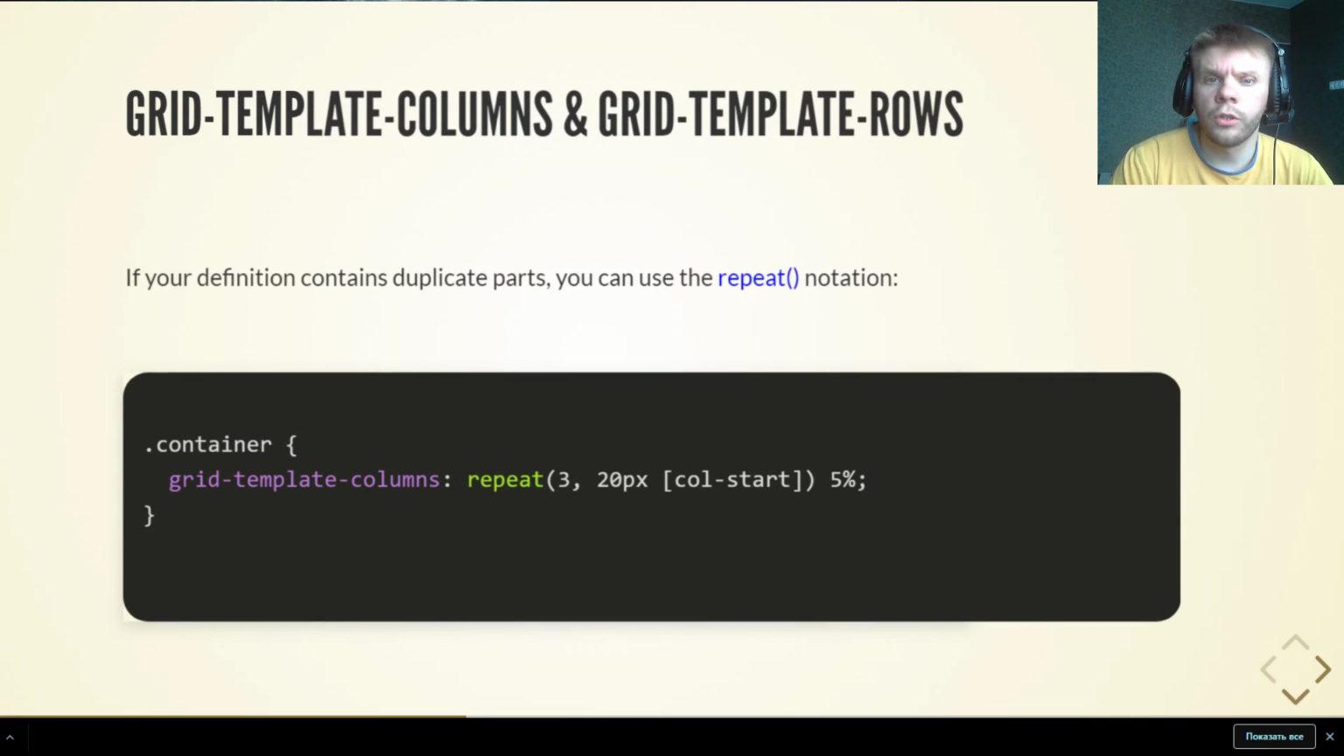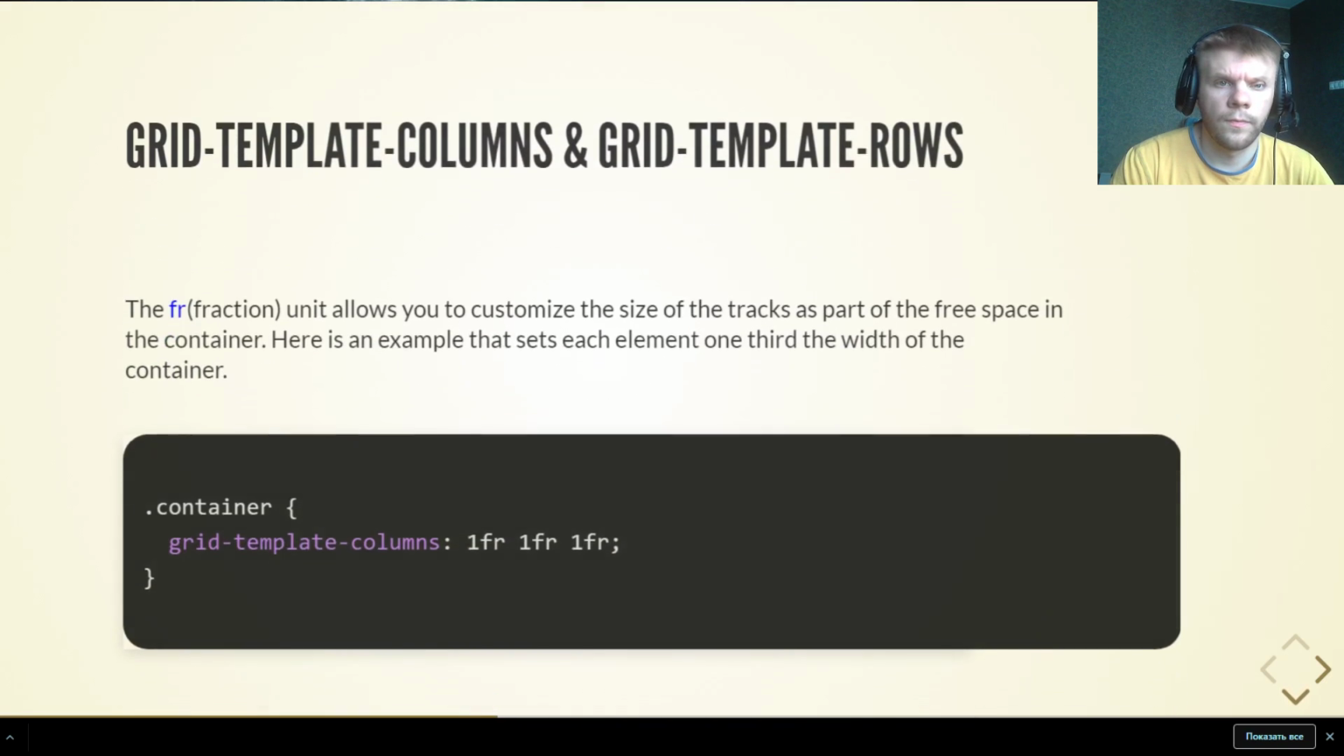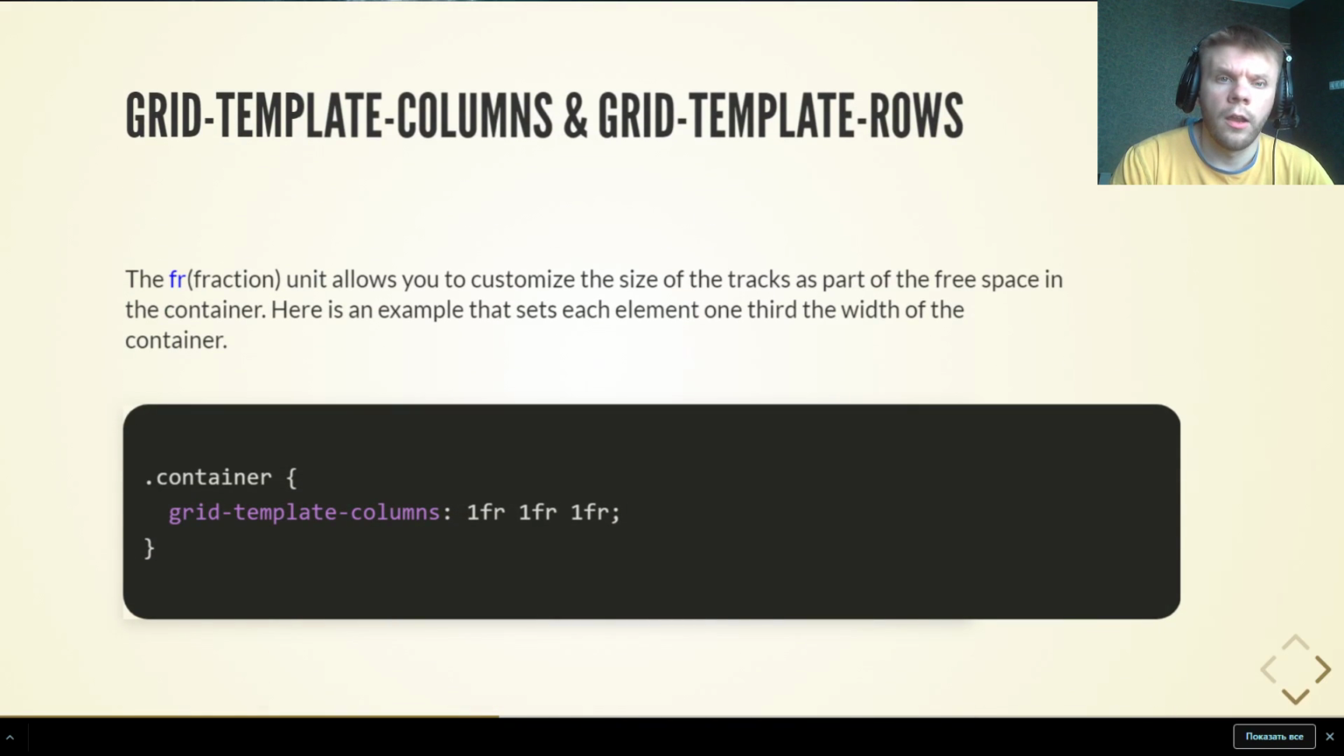If your definition contains duplicate parts, you can use the repeat notation. The fr fraction unit allows you to customize the size of the track as a part of the free space in the container. Here is an example that sets each element to 1/3 the width of the container.